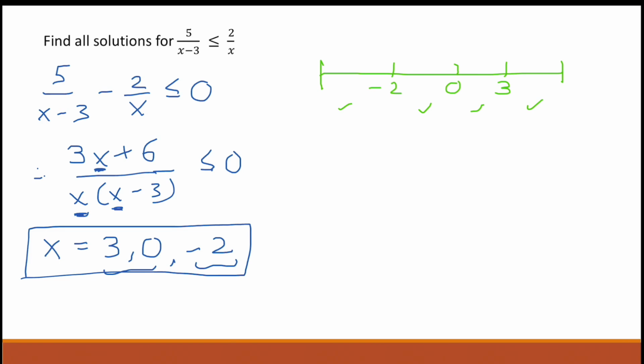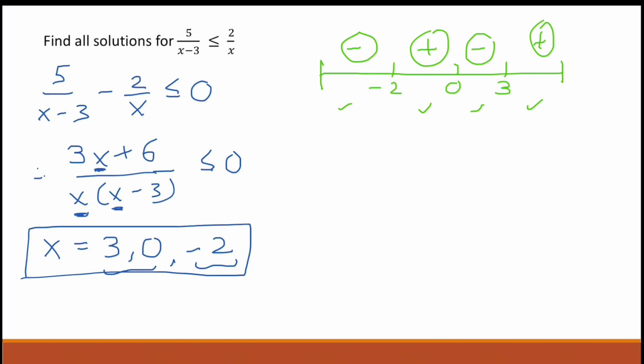We get a negative here, then I think we get a positive here. We again get a negative here, and for greater than 3, we get a positive again. Yeah, that should be it. Negative, positive, negative, positive. That's how you'll have the sign chart.